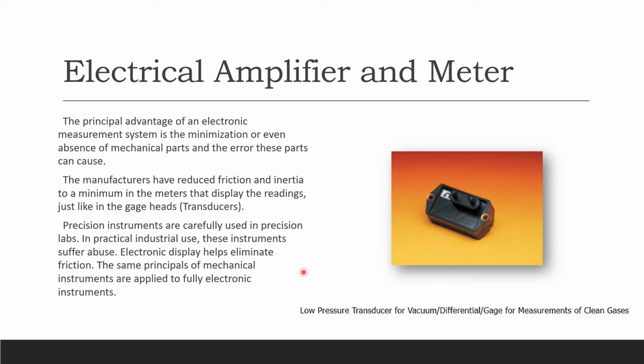So electronic display helps eliminate friction. The same principles on mechanical instruments are applied to fully electronic instruments. Just trying to tell you, electronic instruments have fewer errors because we're getting rid of errors caused by mechanical parts.